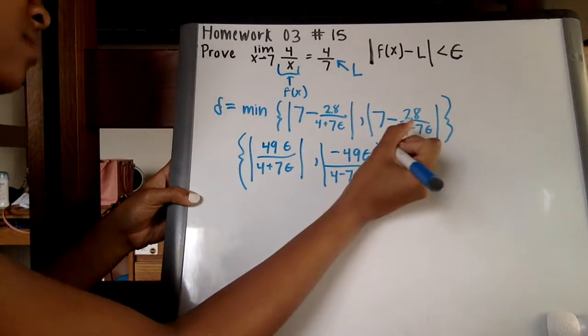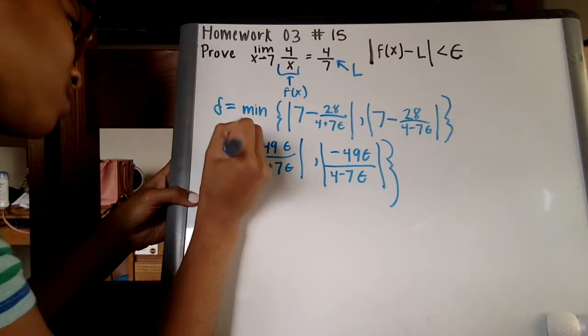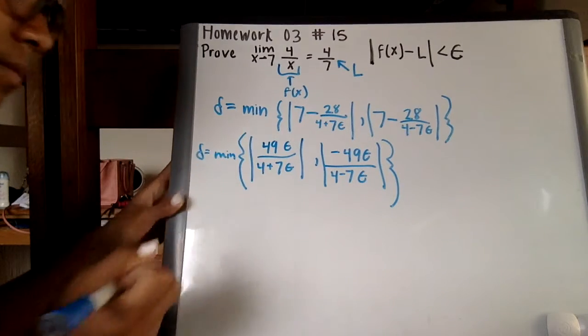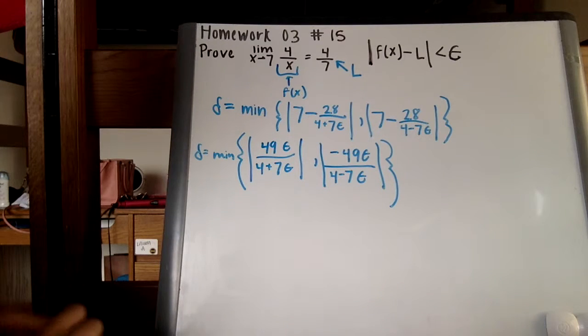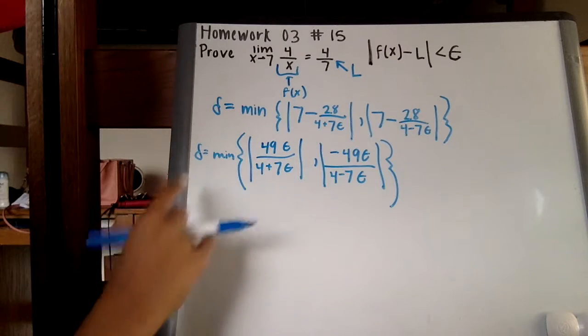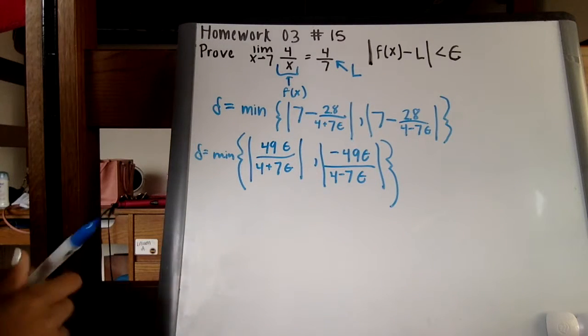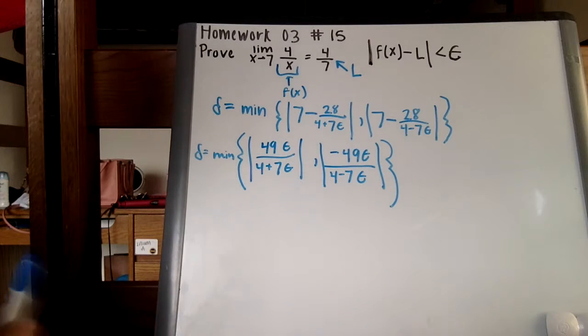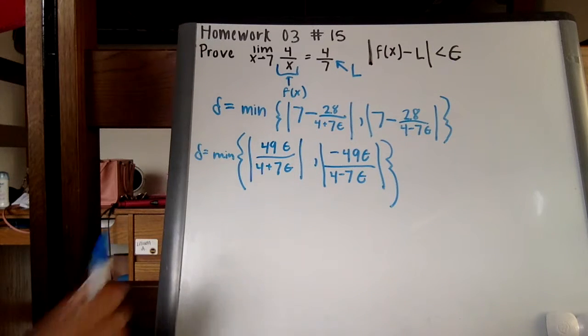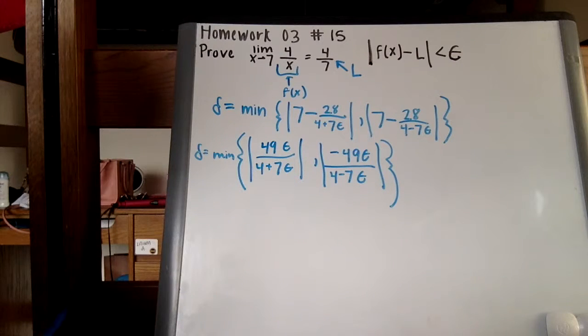And delta is going to be the minimum of one of those. The delta value of 49 epsilon over 4 plus 7 epsilon fits the inequality of 0 less than the absolute value of x minus 7, which is less than delta, and it will place x in our bounds to make the absolute value of 4 over x minus 4 over 7 less than epsilon, which was what we wanted because that's in the definition of a limit.